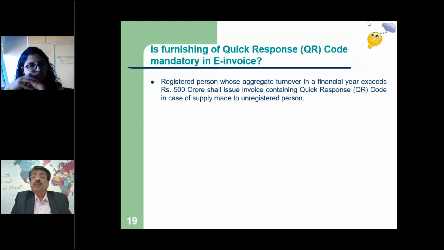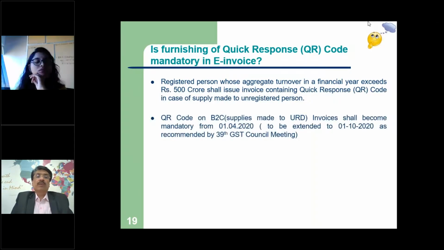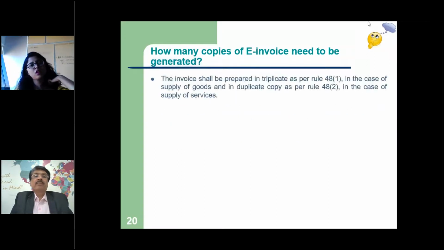This QR code is different from the e-invoice QR code which will be generated by the government, and that will contain the details of the IRN number, etc. As far as the sales to unregistered person are concerned, the supplier, the dealer who is selling to unregistered person will have to himself generate the QR code for all its B2C supplies. This was also going to become mandatory from 1st April 20, but has been extended till 1st October 2020.